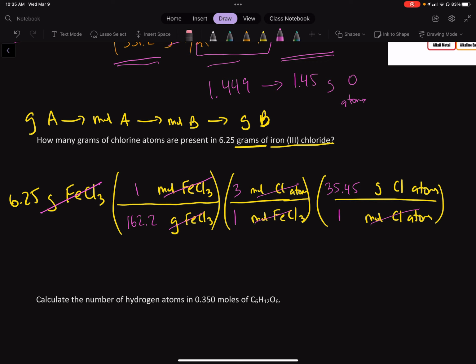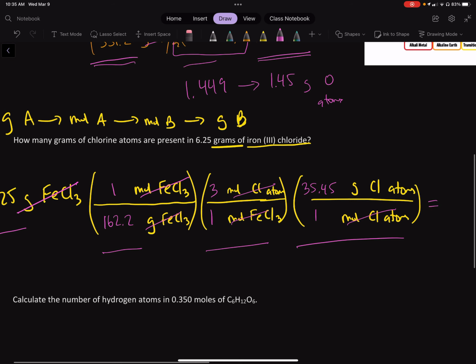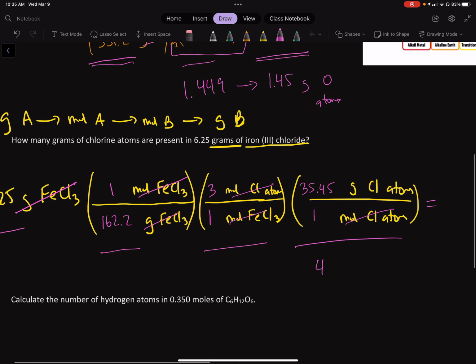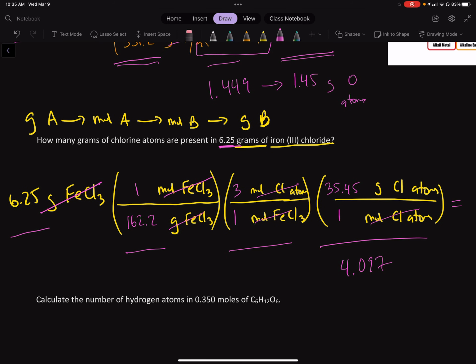So that's your setup. On your calculator, you do 6.25 divided by 162.2 times 3, and then times 35.45. When I did that, my calculator told me 4.097. Now, we do want to round to 3 sig figs again, because 6.25 has 3 sig figs, and our molar masses had more than 3 sig figs.